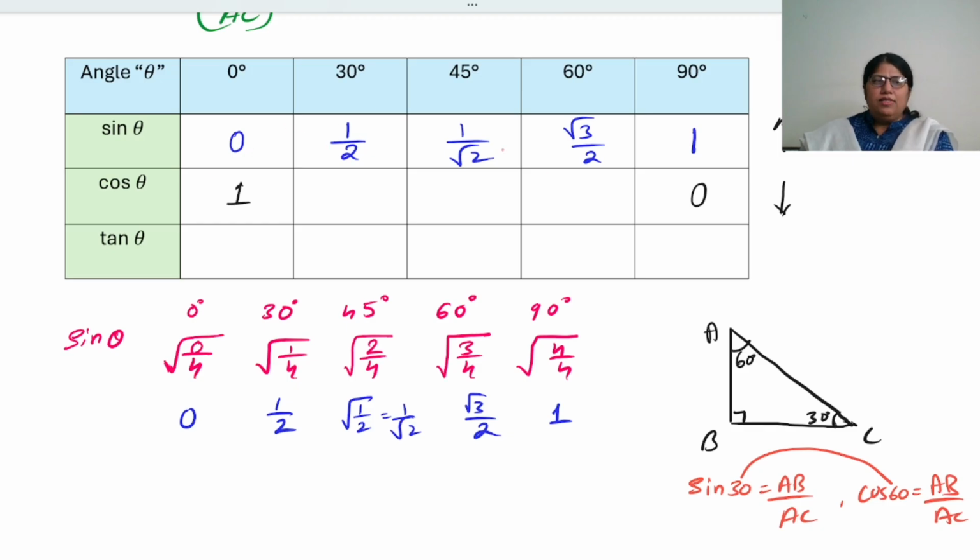So here sine 30 is half, that is going to be cos 60, which is half, right? And sine 60 is root 3 by 2. Similarly, cos 30 is also root 3 by 2. And this is the common value, because at 45 degree, it is 1 by root 2.